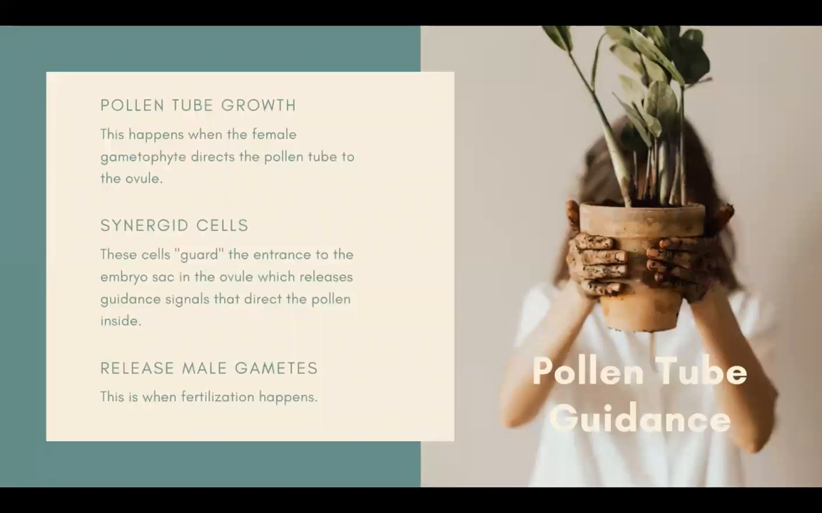There are 3 main steps for pollen tube guidance. One is pollen tube growth. This happens when the female gametophyte directs the pollen tube to the ovule. Synergid cells are guards that guard the entrance to the embryo sac in the ovule, and they release guidance signals that direct the pollen inside. The last step is the release of male gametes. This is when fertilization happens.